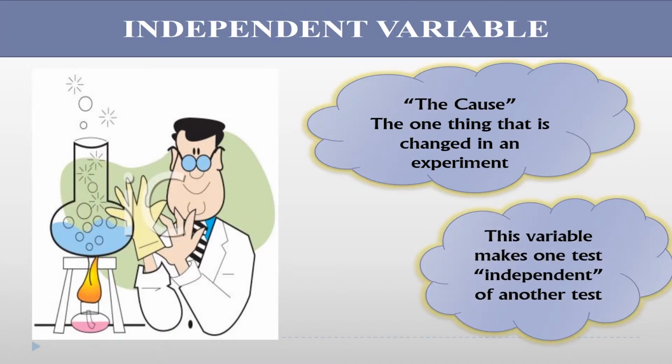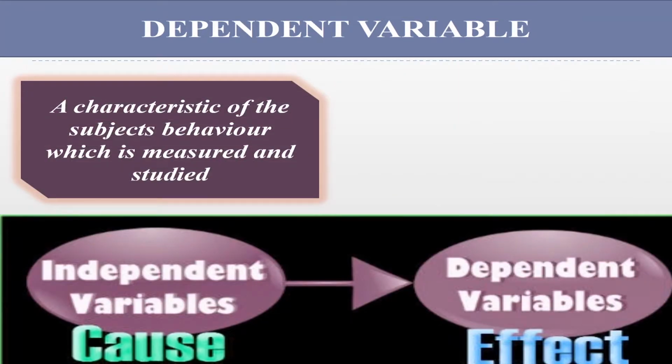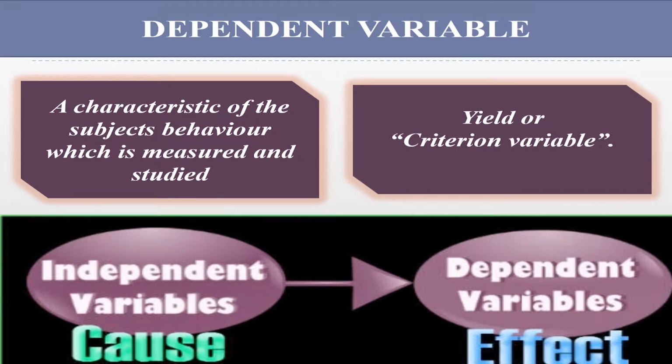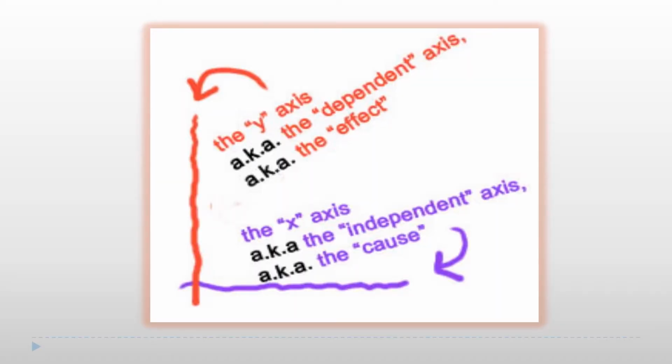The second type of variable is the dependent variable. A dependent variable is a characteristic of the subject's behavior which is measured and studied as a result of the manipulation or selection of the independent variable. This is also called the yield, the output, and the criterion variable. Thus, a dependent variable refers to the effect or the result of the experiment. It refers to what is measured and it depends on what you changed.